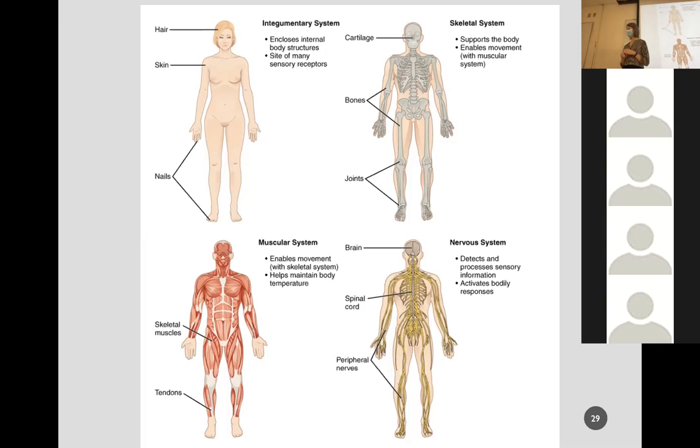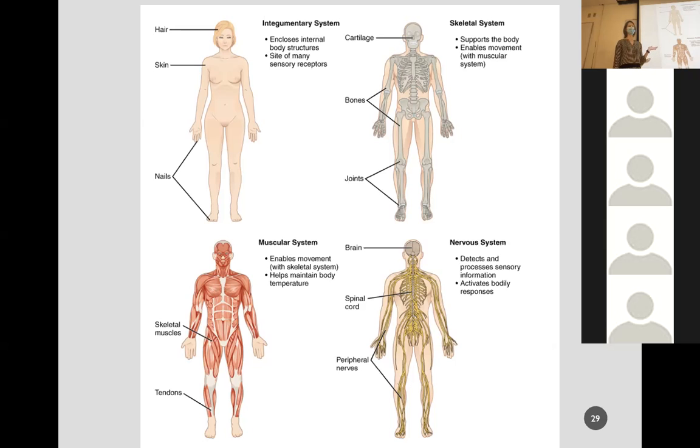The skeletal system, pretty obvious, that's our bones. It's really all you have to know. Sometimes people throw in tendons and ligaments, but bones for the skeletal system. It allows us to move and helps support our body. So we're upright and not just some glob on the floor.